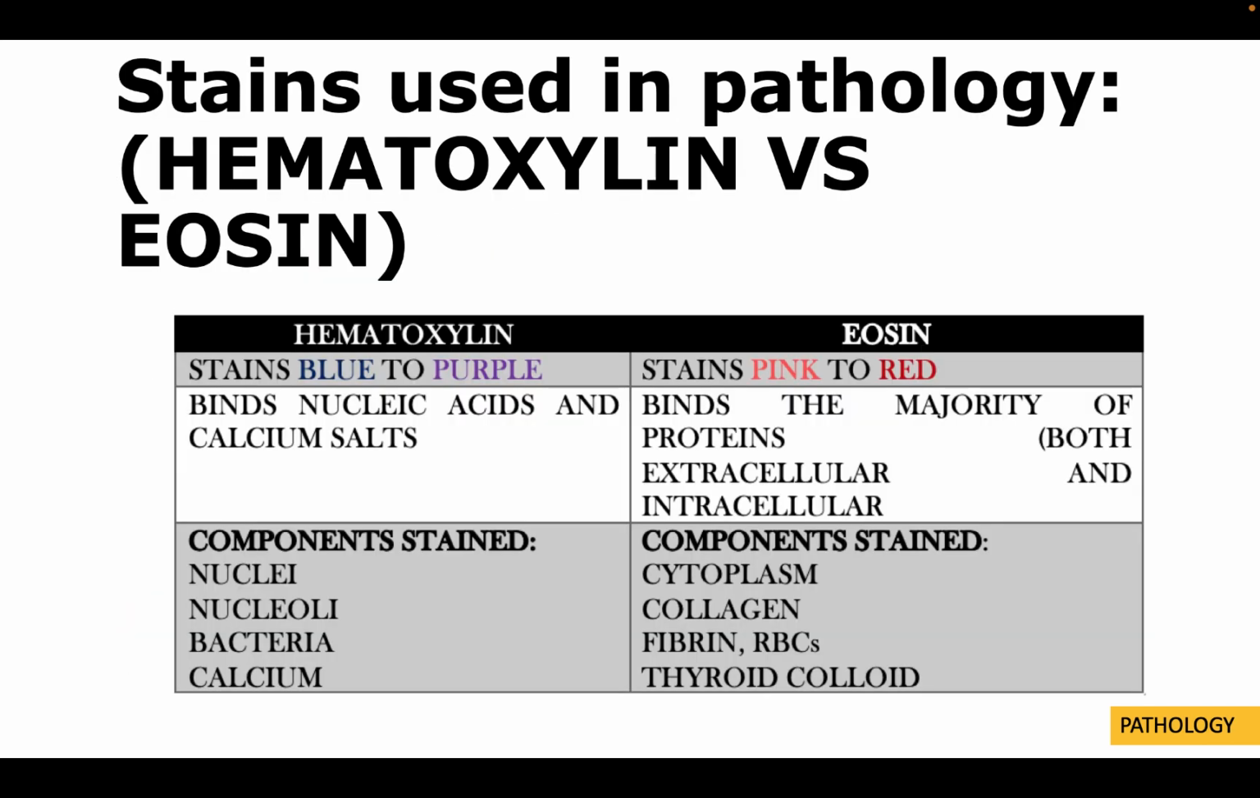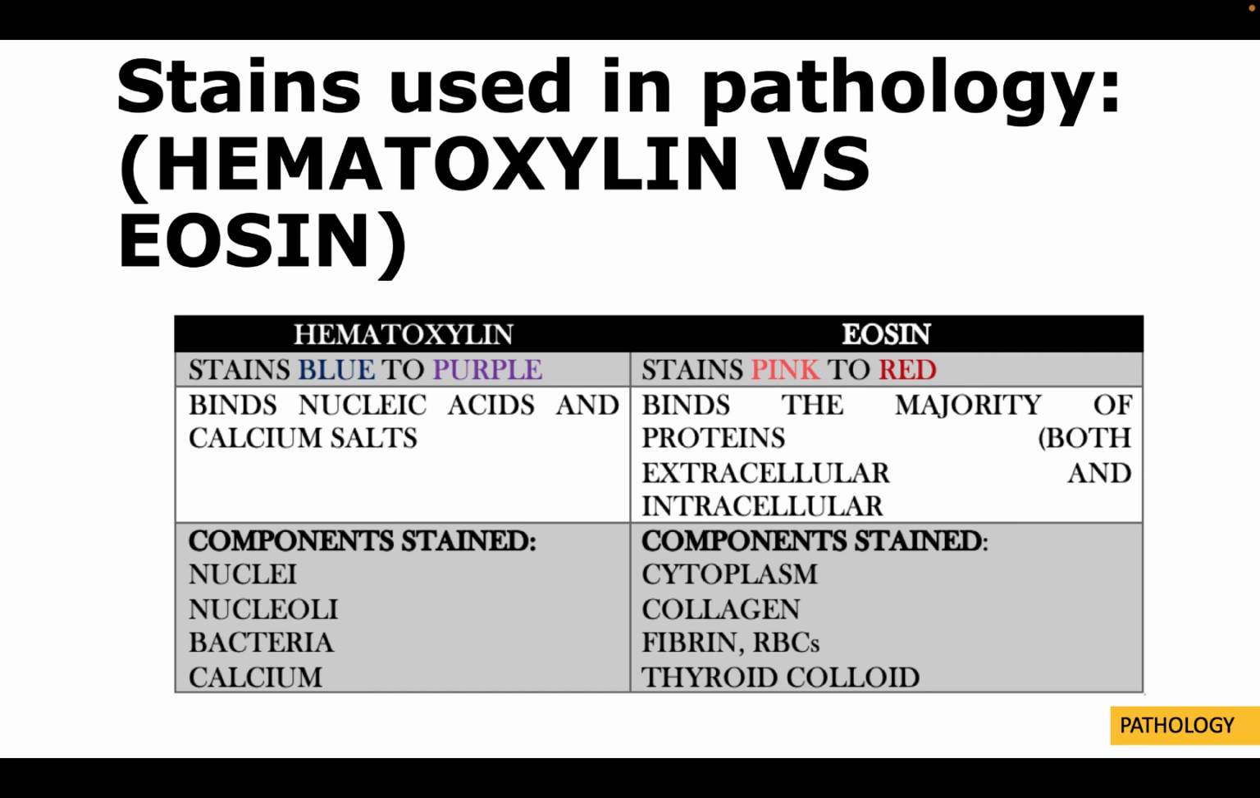Now, just before I end this lecture, I just want you to be able to distinguish between hematoxylin and eosin, because it's something that you're going to be seeing most commonly in pathology. So remember that hematoxylin is going to be binding mostly to the nucleic acids and the calcium salts. So it means that it's going to be staining things like the nucleus, which has nucleic acid, the nucleoli, the bacteria, and even the calcium. So the stain is going to be appearing typically bluish to even purplish in color.